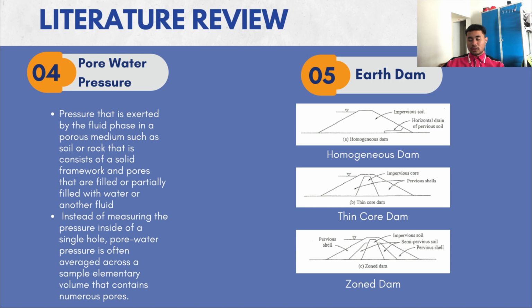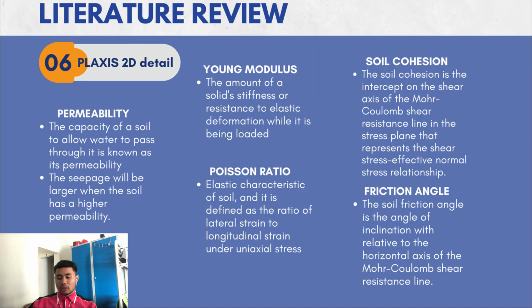For the dam, we will discuss 3 types of dam that are related to this project. First is the homogeneous dam. Next, the second is the thin core dam. The thin core dam is a normal type of dam that has the core in the middle. The last is the zone dam. The zone dam has the core, and there is an outer core on both sides.